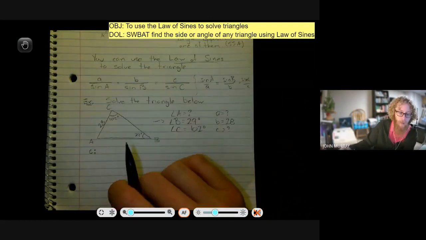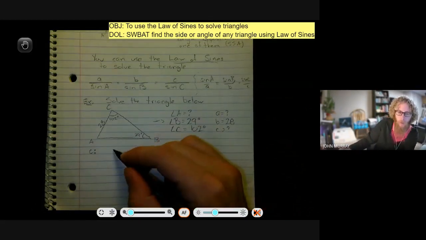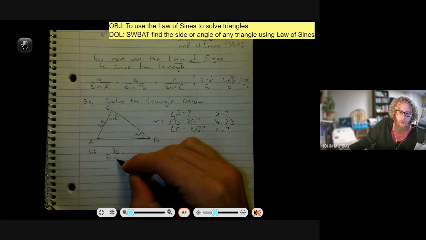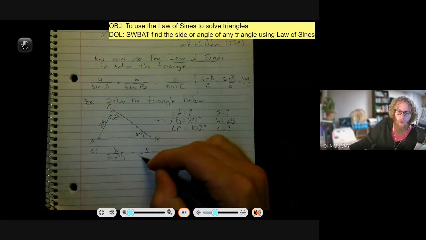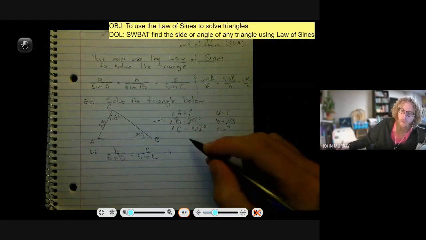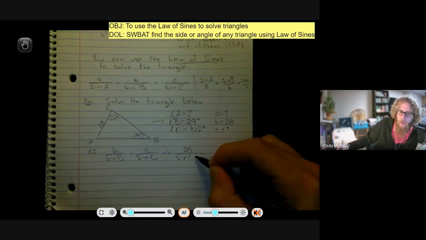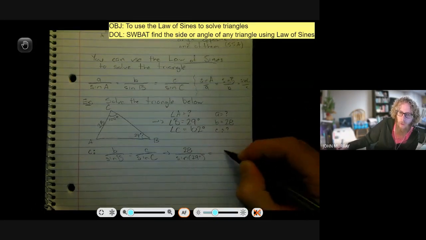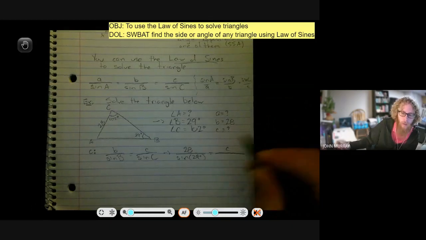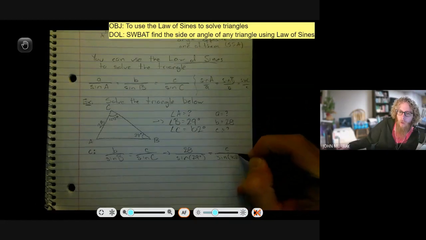First, for now, I'm just going to write down what I'm using and then I'm going to plug in. As you become more comfortable with the process, you can skip this first step. So I'm just going to write B over sine of B equals C over sine of C. Those are the parts we're going to use. So now we're going to plug in 28 over the sine of 29 equals C, since that's what we're looking for. You could put X there, you could put whatever, I'd like to keep the C though. Sine of 102.